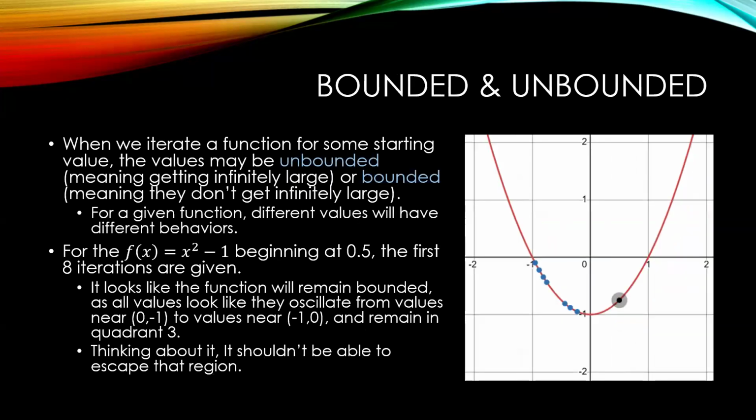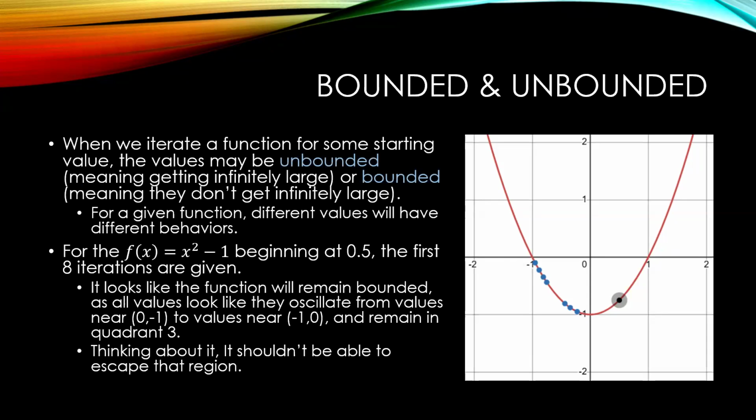Well, in this case, we end up getting values which seem to get closer to the values at negative 1, 0 and closer to 0, negative 1. My guess is what's happening is we're going to end up oscillating close to these two values, but we're probably going to always be in quadrant 3. In this case, we could say that upon iterating it, the values are going to remain bounded, meaning they are not going to explode out to infinity. If we started at a different value, it might explode out to infinity.